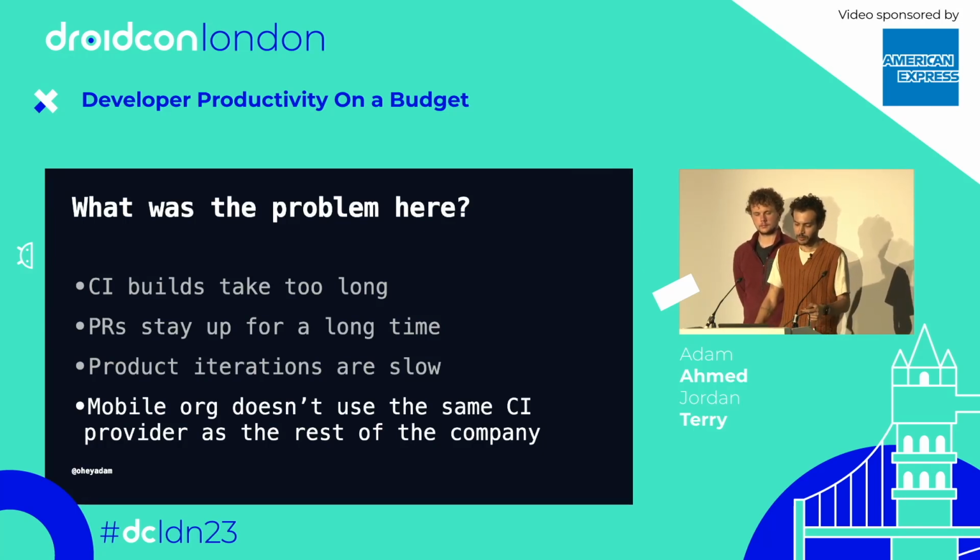And another problem is the mobile org did not use the same CI provider as the rest of our company, so that meant we couldn't share anything that was already built by the DevOps team or the backend team or any of these teams.